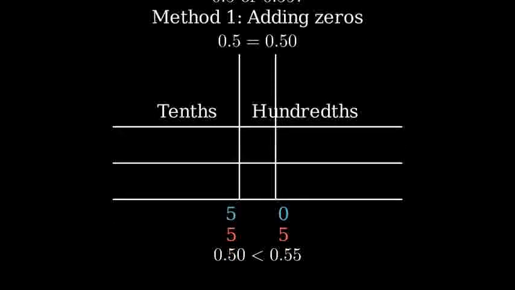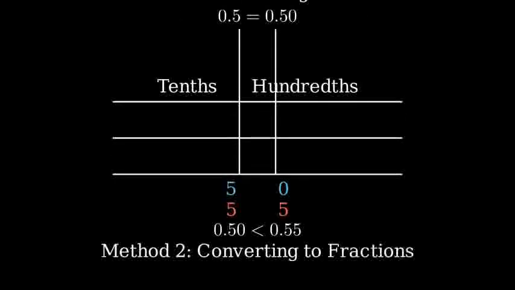Since both numbers have 5 tenths, we look at the hundredths place. 0.55 has 5 hundredths while 0.50 has 0 hundredths. Therefore, 0.55 is larger. Let's verify this another way by converting both decimals to fractions.